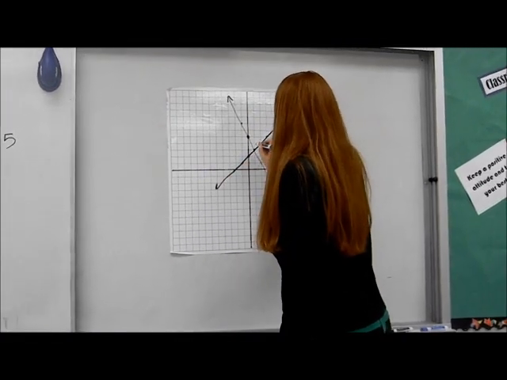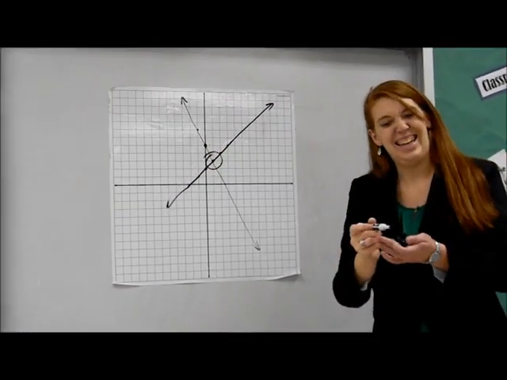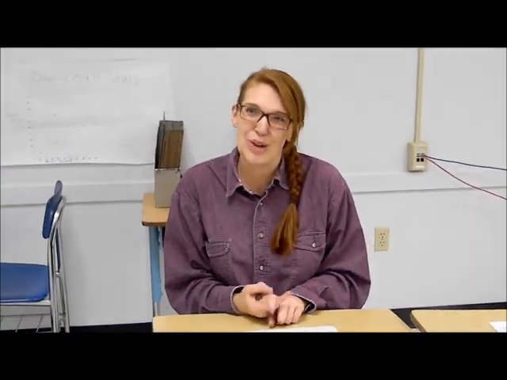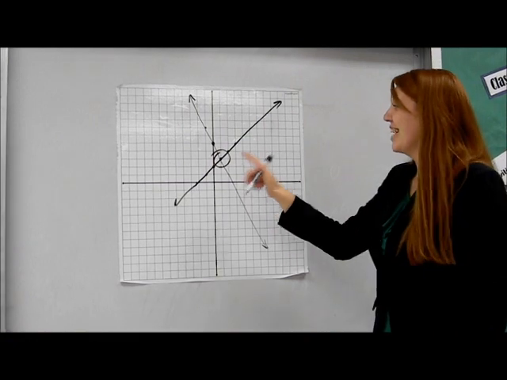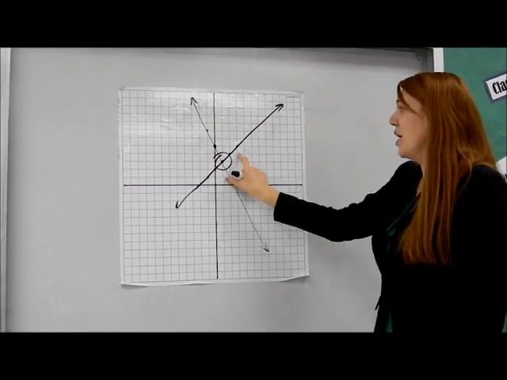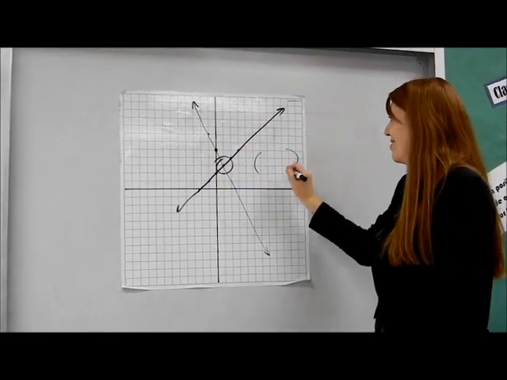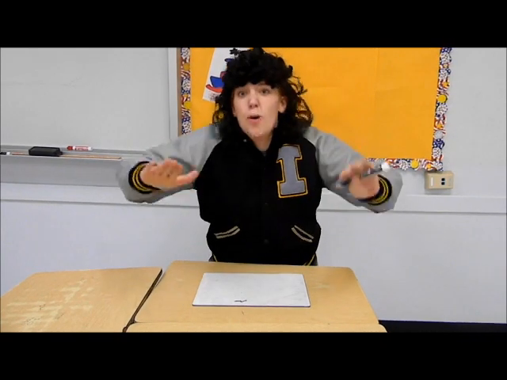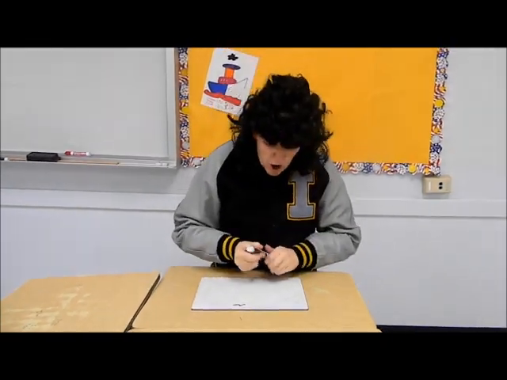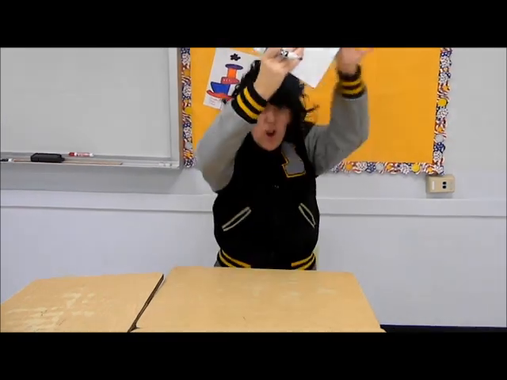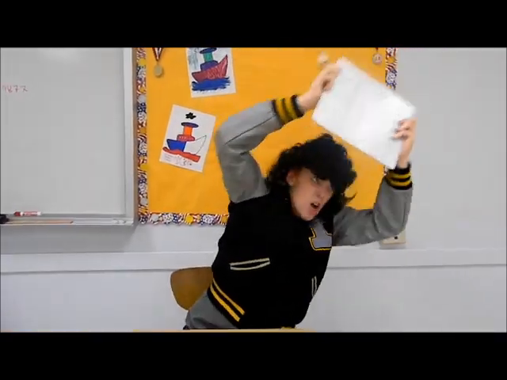Now, does anyone remember what this point is called? It's the intersection, like when two roads cross, which is like my poem I wrote, When Two Roads Cross. Yes, the intersection point. So what is our intersection point in terms of an ordered pair? Oh, it's over 1, up 3, 1 comma 3, 1 comma 3.